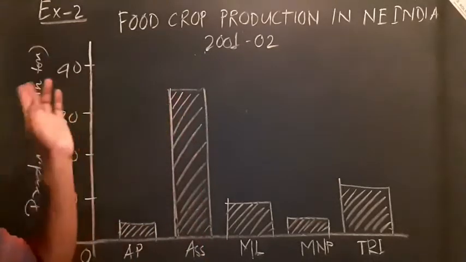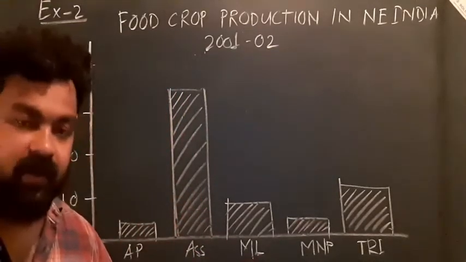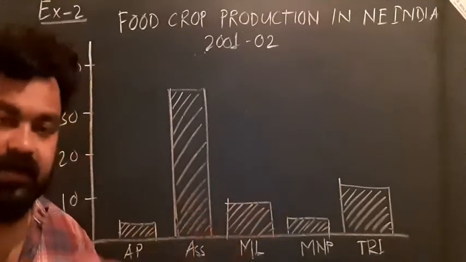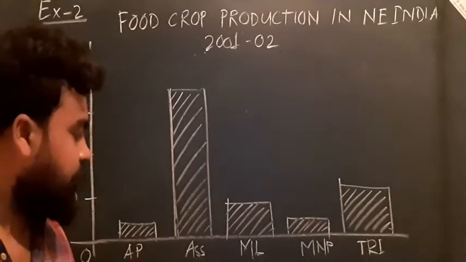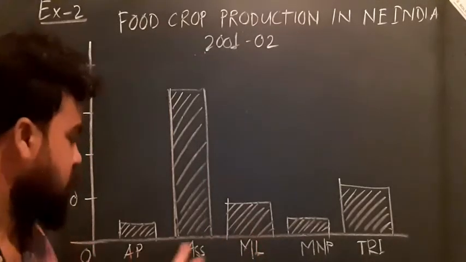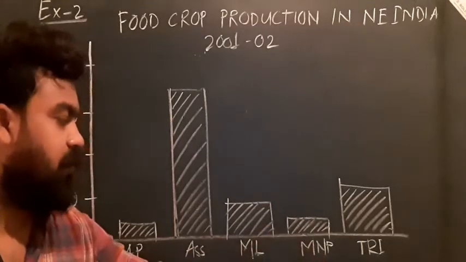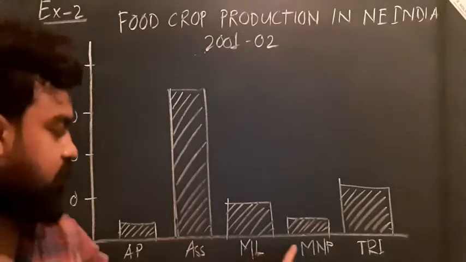So this is reaching up to 35. And next is Meghalaya. Meghalaya is near to Assam and near to Guwahati. That's why after Assam, food crop in Meghalaya is higher than Arunachal Pradesh. Again, Manipur. MNP is representing Manipur, ML for Meghalaya, AS for Assam, AP for Arunachal Pradesh, right?